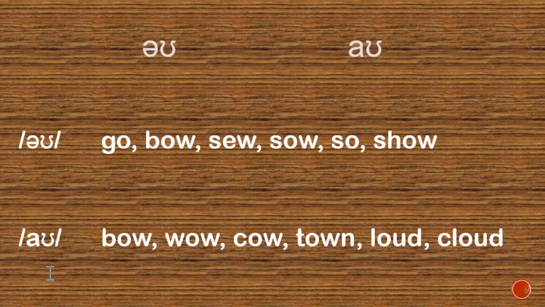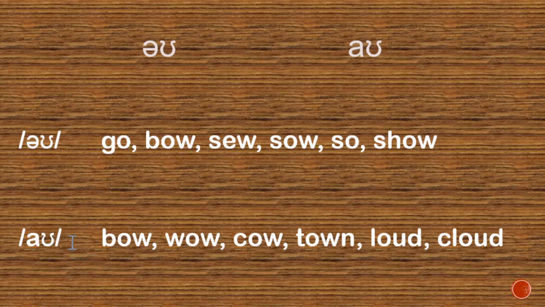And finally, we have the ow sound. Here it is bow, and if you want to make a bow that is bent over, it is bow. As an act of respect, Japanese people, for example, will bend a bit. It is bowing, and the weapon is bow. So let's pronounce these words.